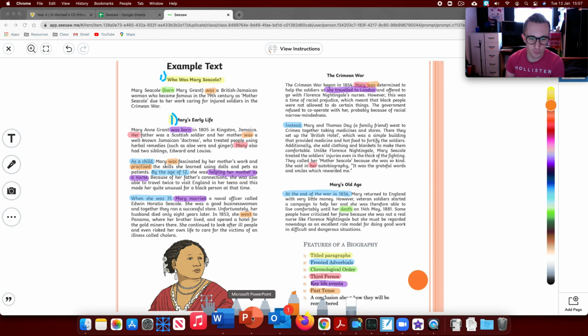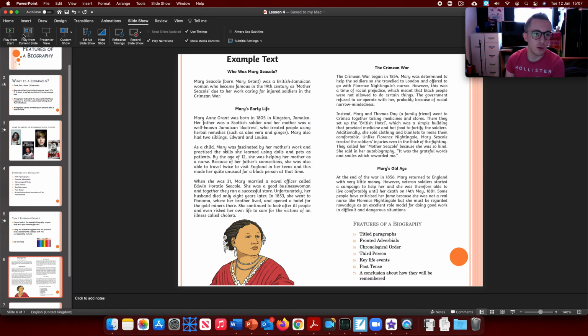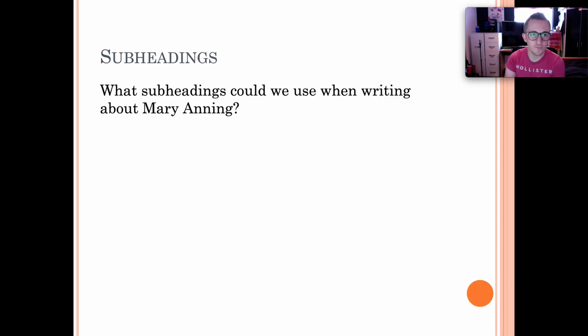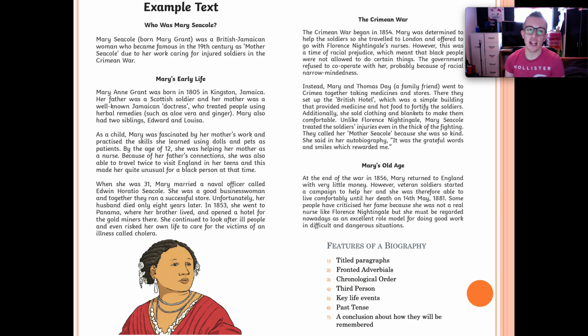So let's go back to where we were. So what we need to think about now, and this is the writing part of your task for today, is what subheadings we could use when we're writing about Mary Anning. So if we go back to this one here, for when we were looking at Mary Seacole, it started with who was Mary Seacole. You might decide, yep, I want to use that in my biography. That's a good one. Then it talks about her early life. Then it talks about the Crimean War.